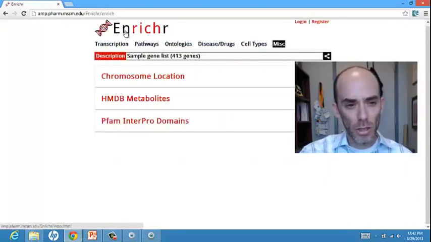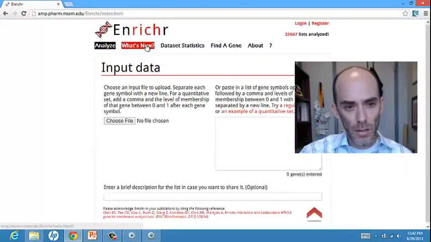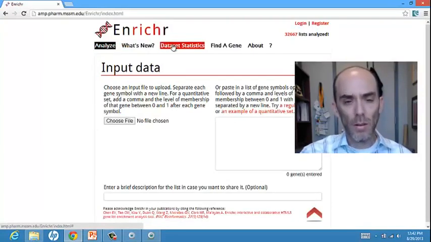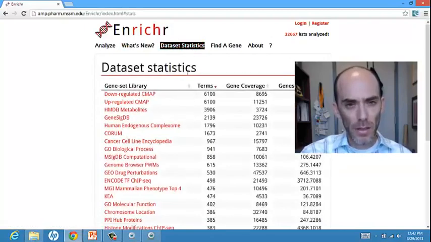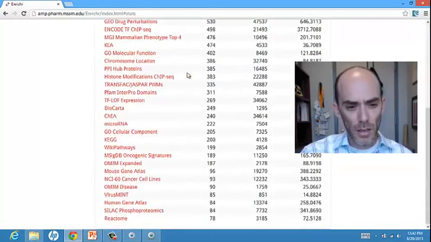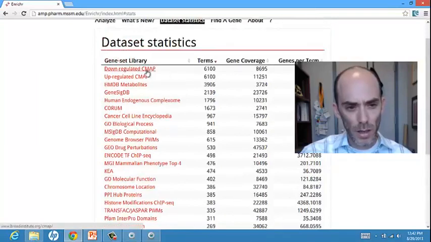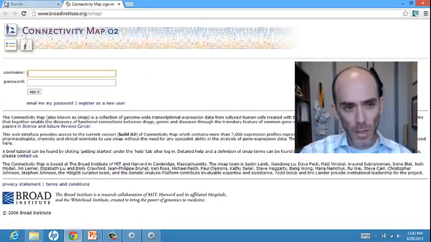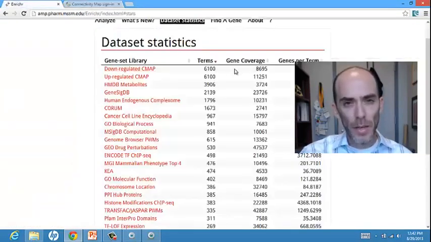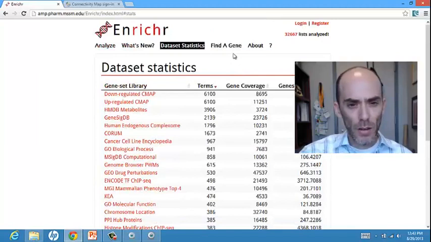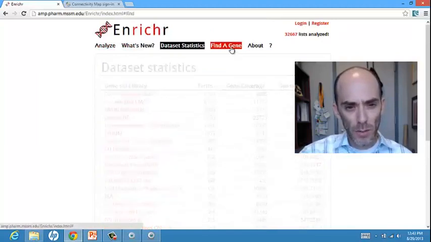If you click on the Enrichr logo, you can see that there are some more places to go on the website. In the dataset statistics, you can see the list of all the gene set libraries, their source. So this label is linkable to the source of the data. This will take you to the connectivity map. It tells you how many terms are in each gene set and how many genes are covered by the entire gene set library. You can also use this to find a gene function.